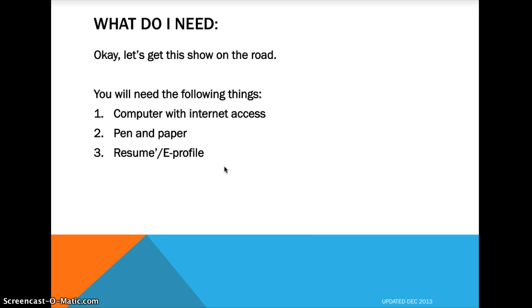Okay, what do you need? You will need a computer with internet access, pen and paper. For those of you applying in the talent search room, feel free to use your forgot password sheet that can be found in your senior folder. You will also need your resume or e-profile. That too should be found in your senior folder.